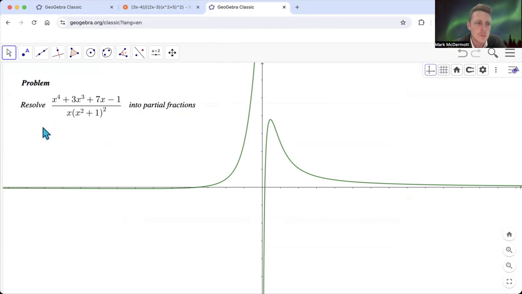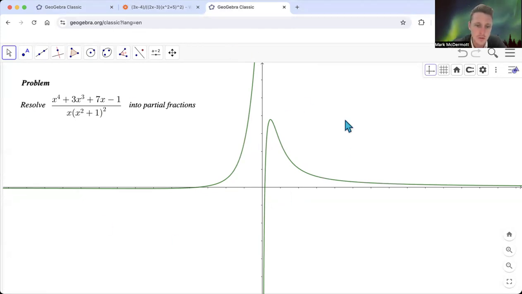All right, and here's just a problem to try out. If you're feeling very brave, you can do it by hand, but that will probably take you a long time, but it is doable, I think. But maybe use a calculator for this one or use that website. So (x to the 4 plus 3x cubed plus 7x minus 1) all over x times (x squared plus 1) all squared. So here you can see we've got an irreducible repeated quadratic factor.